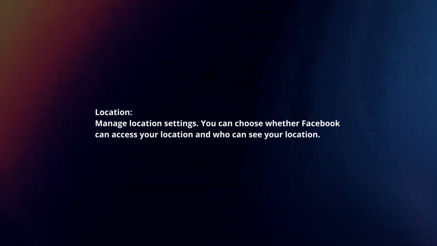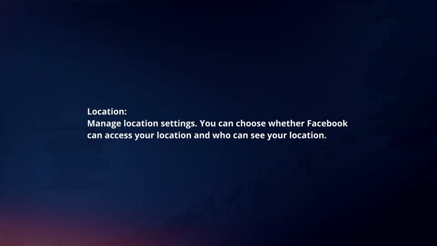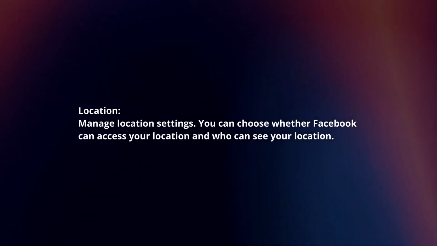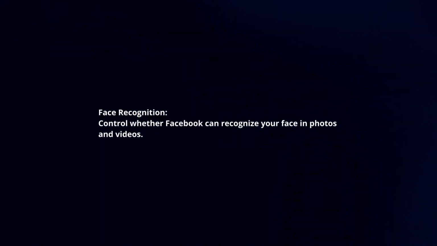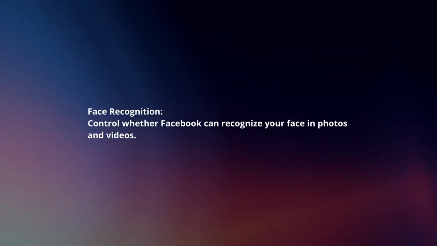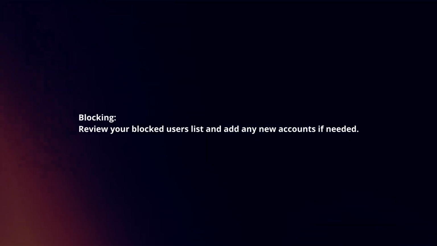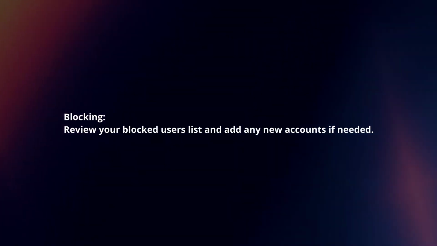Location. Manage location settings. You can choose whether Facebook can access your location and who can see your location. Face recognition. Control whether Facebook can recognize your face in photos and videos. Blocking. Review your blocked users list and add any new accounts if needed.